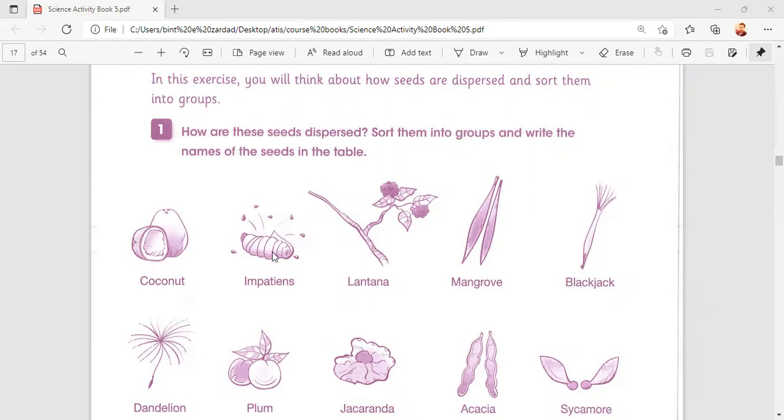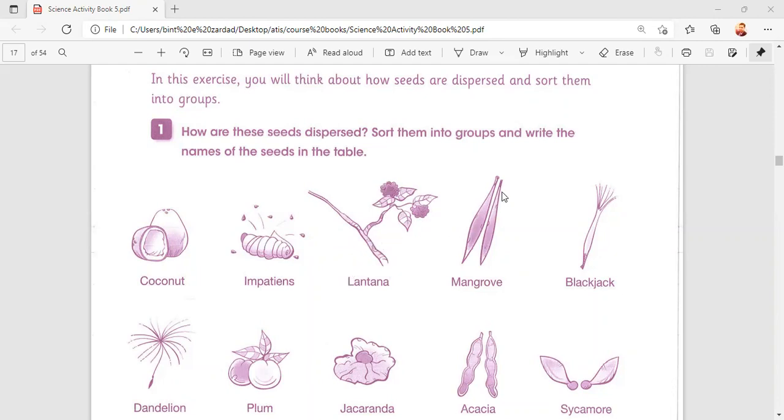After this, impatiens. This one disperses by exploding, a blast, and there is no need for any kind of agent to disperse its seeds. It disperses its seeds by itself, by exploding. After this, lantana. This seed is dispersed by being eaten by a bird, or you can say eaten by animals. So like this, the lantana seed is dispersed.